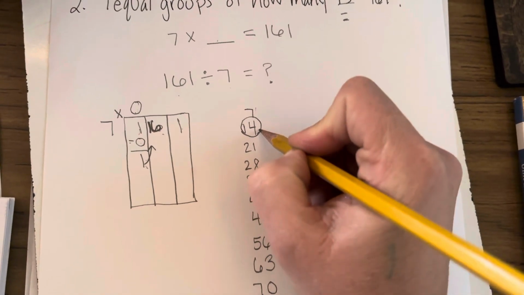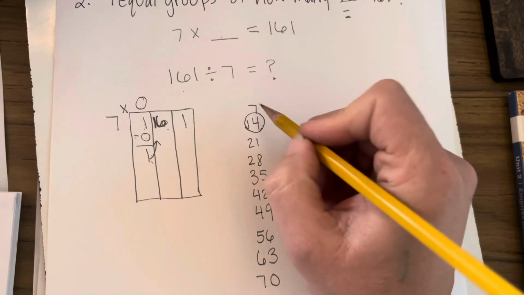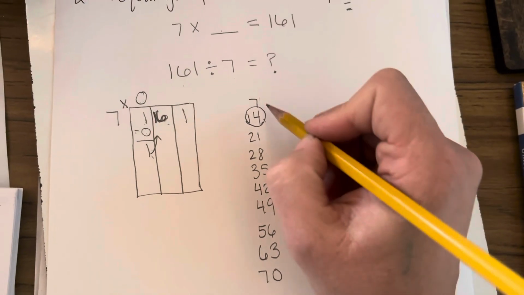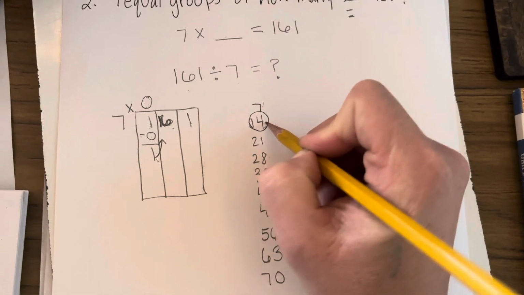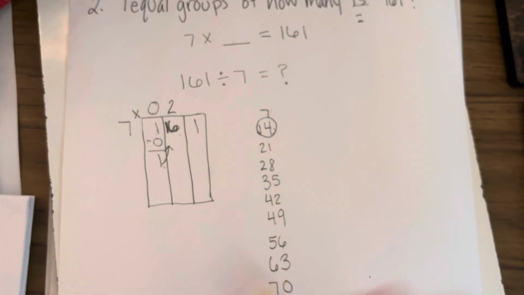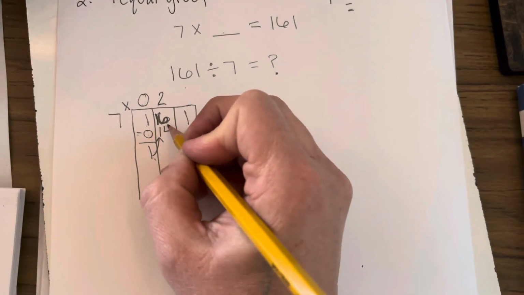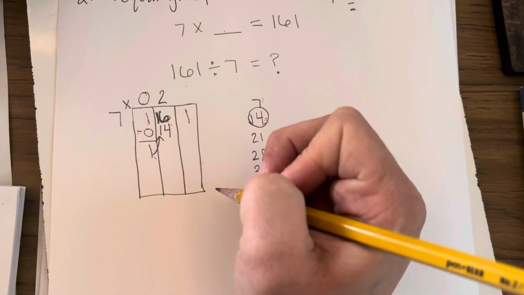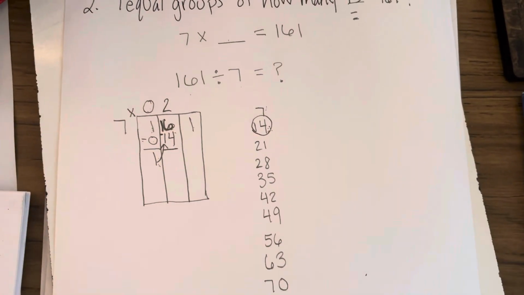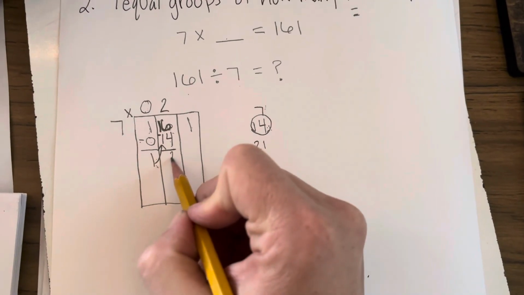14 is not bigger than 16, but it's as close as I can get without going over. I circle the 14. Yes, you have to circle the 14. Then in my skip count list, how many times do I skip count to get to that circled number? Oh, 1, 2. That 2 goes on top. And then the number that's in my circle goes in the box underneath my 16, and I've got 14. Now again, I'm going to subtract. And now I'm 16 minus 14. I have a leftover of 2.